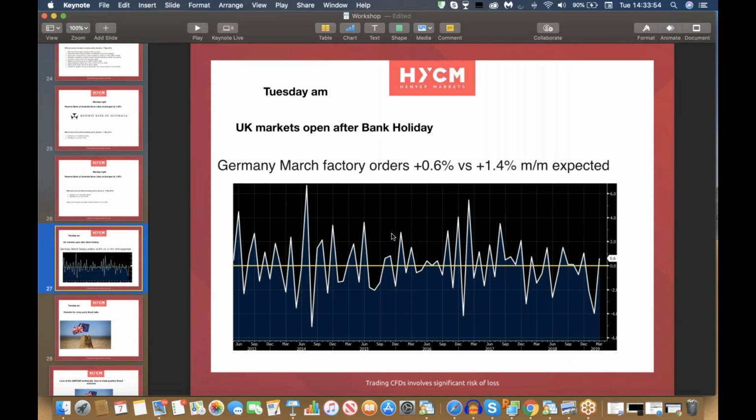Okay, then we come to Tuesday morning. UK markets were open after the bank holiday. It was quiet here in the UK. Everyone was relaxing, spending time with family. There wasn't much going on. So the European markets, London opened first thing this morning, and of particular interest.